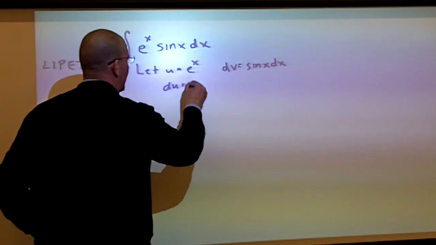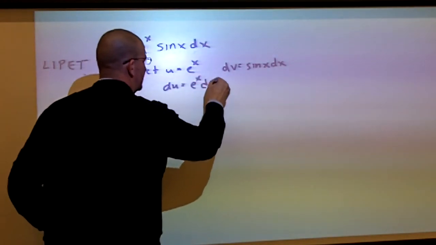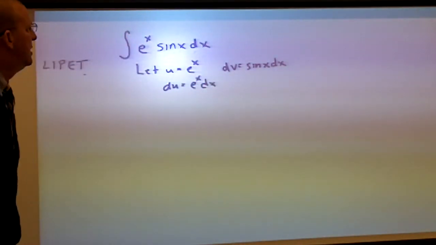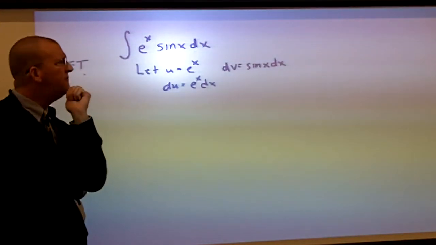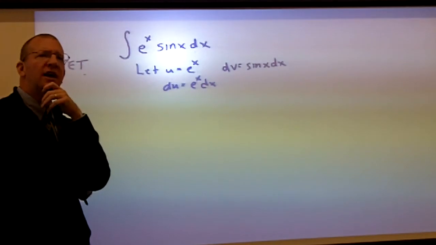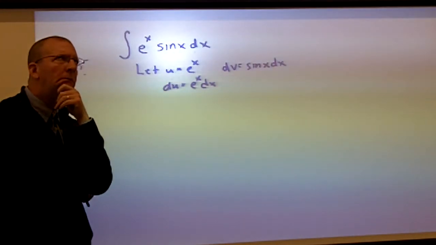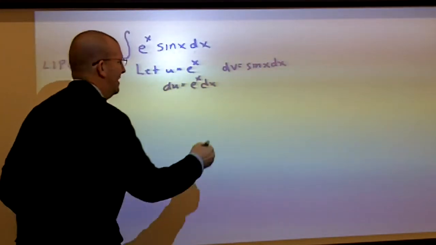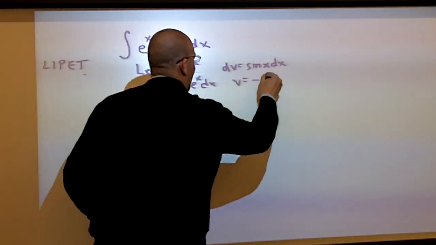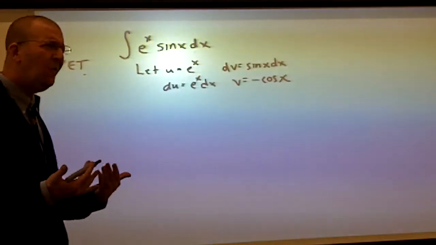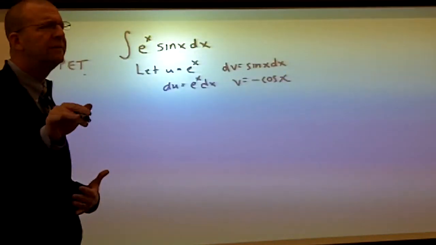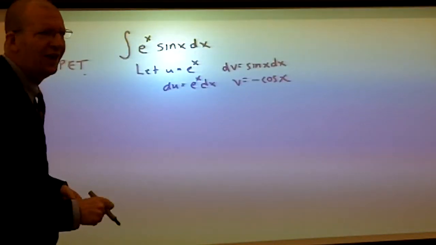u equals e to the x, so du is e to the x dx. dv is sine x dx. What is the function whose derivative is sine x? That's right, negative cosine x. What about the c? Don't worry about it. We'll take care of it later.